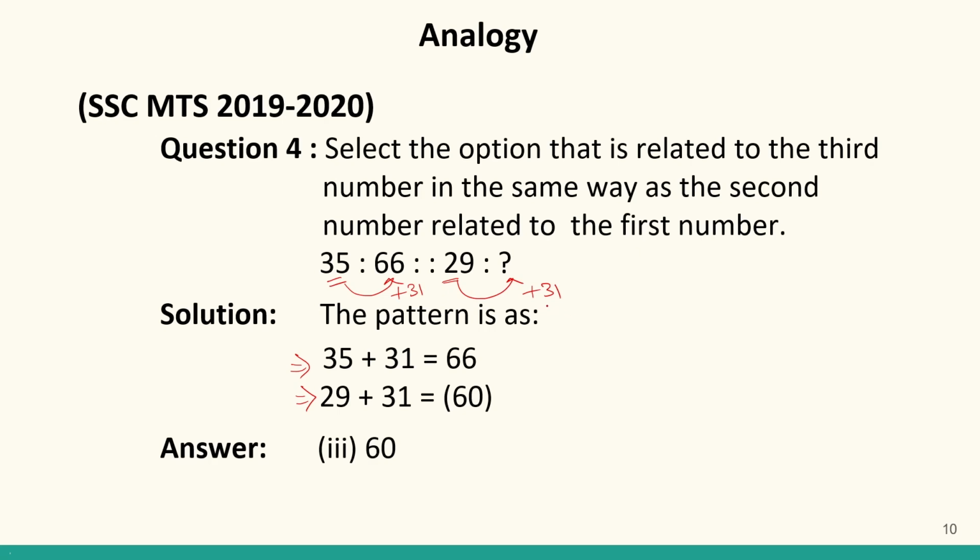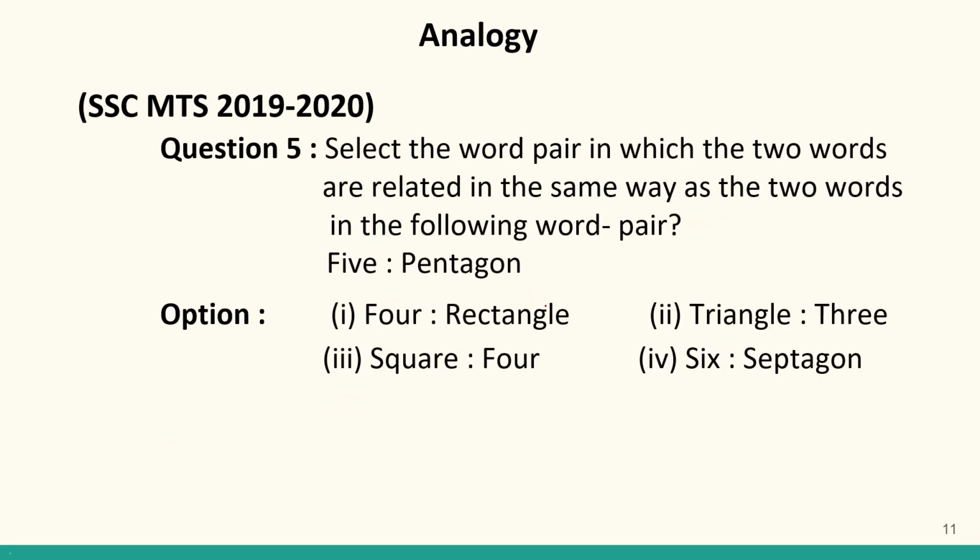Now let us move on to question number 5. Select the word pair in which two words are related in the same way as the two words in the following word pair. So we have to first find the relationship between this pair, and the same relationship we have to find over here. So this is a question of object shape analogy. This is a concept of object and shape analogy.